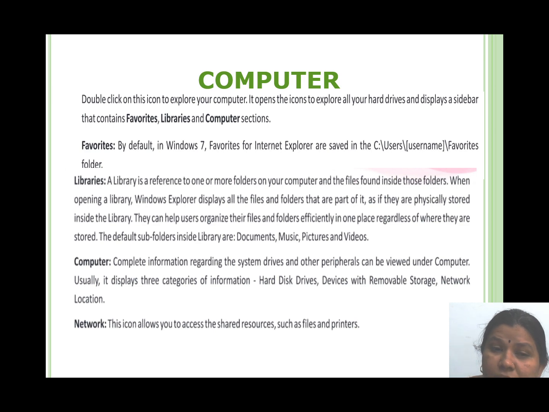Computer. Complete information regarding the system, drives and other peripherals can be viewed under Computer. Usually it displays categories of information like hard disk drives, devices with removable storage, networks, etc. And the Network icon allows us to access shared resources such as files and printers.